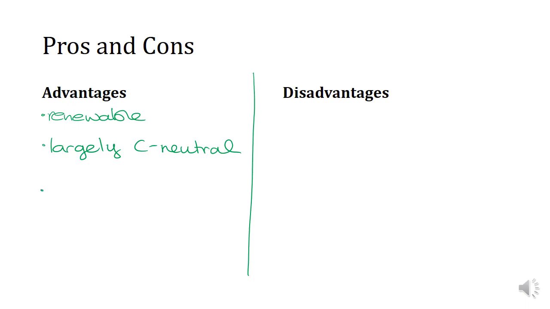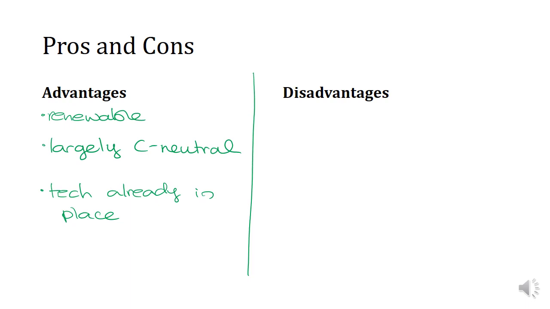It's comparatively easy to transition. The technology is already in place. So, for example, we already have diesel engines that can use biodiesels. We have petrol engines that can use gasohol. But this is balanced out by some of its disadvantages.